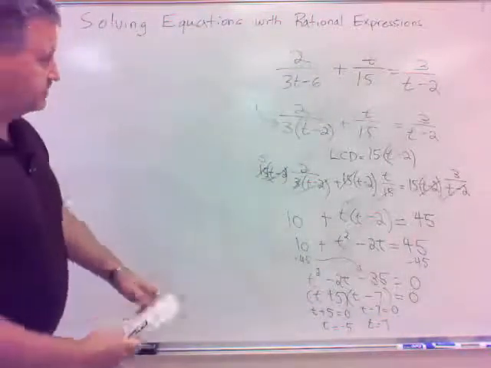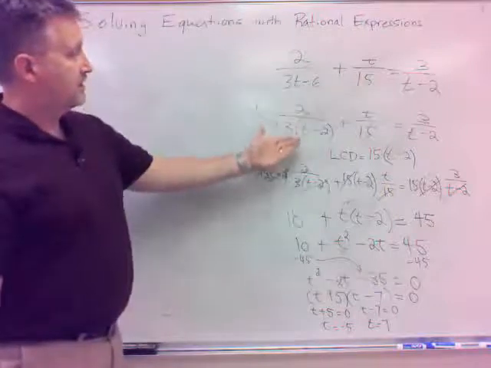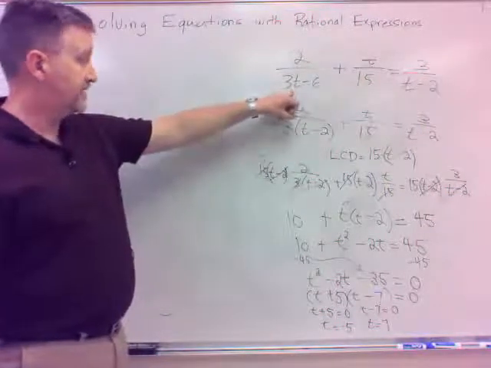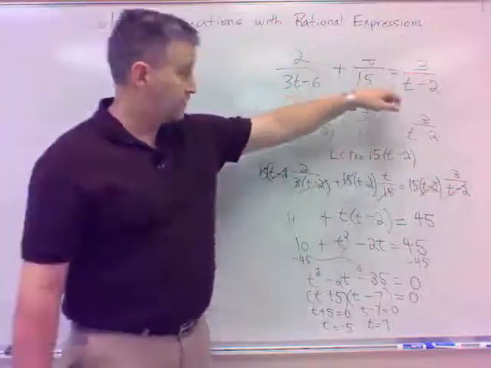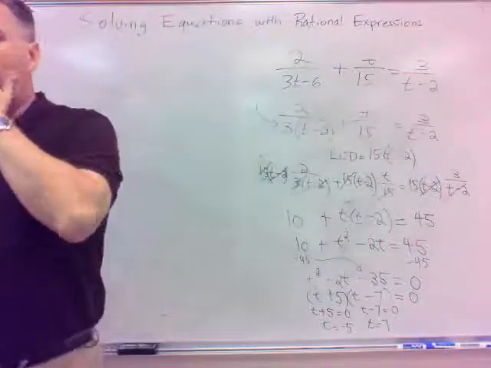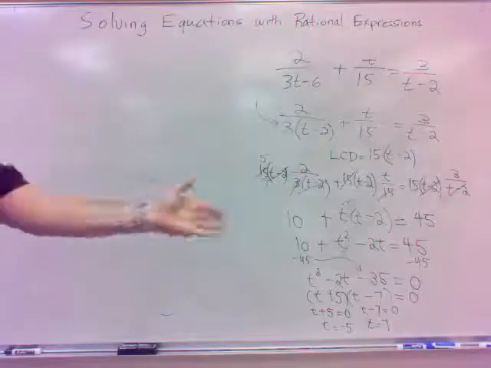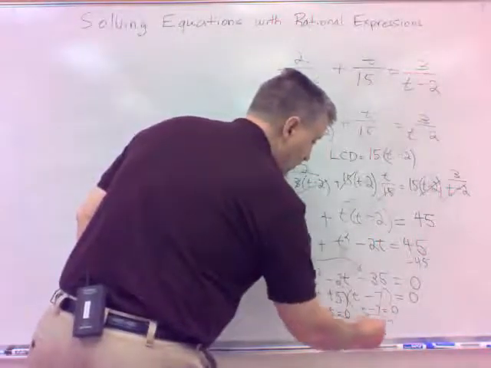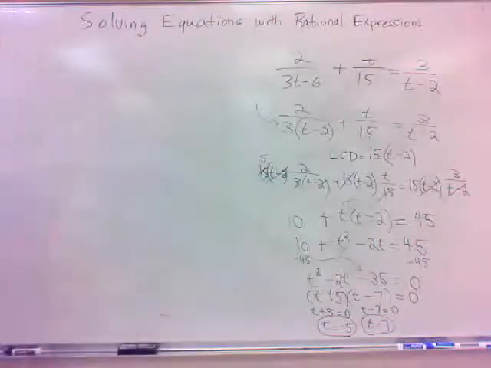Either one of those excluded? Back at the original equations here, 2 would be excluded, well, 2 would be excluded in both of those. So negative 5 is okay and 7 is okay. So we get 2 answers for our rational equation in this case, negative 5 and 7. Okay?